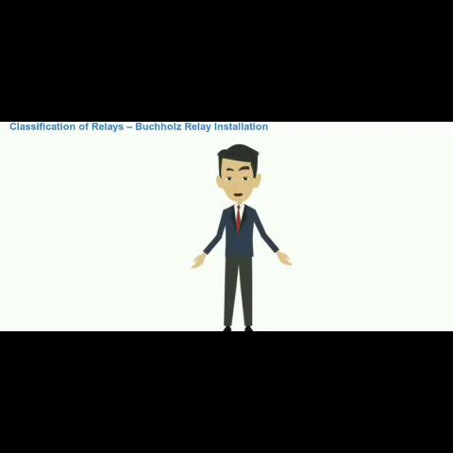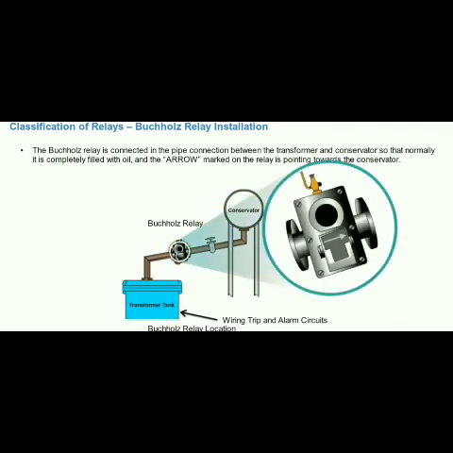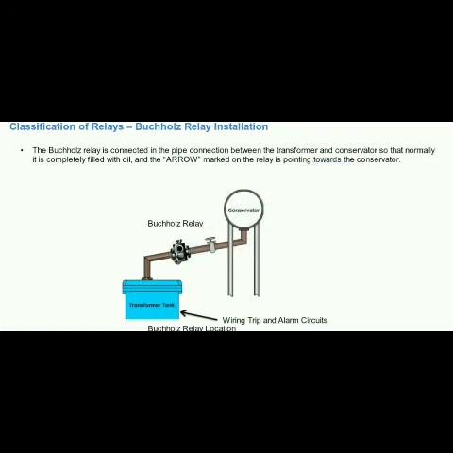Let us now look at the installation of the Buchholz relay. As you can see here, the Buchholz relay is connected in the pipe connection between the transformer and conservator, so that normally it is completely filled with oil and the arrow marked on the relay is pointing towards the conservator.